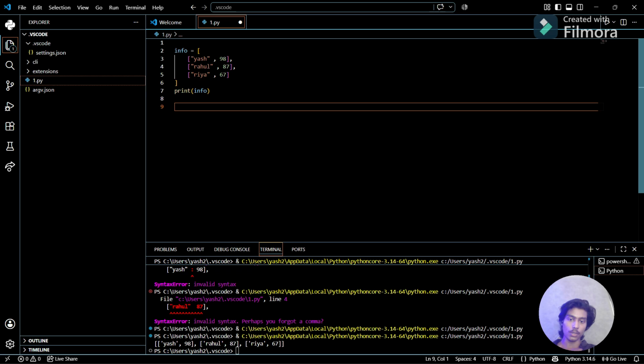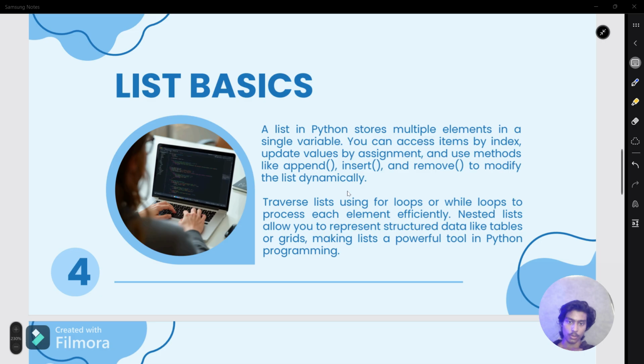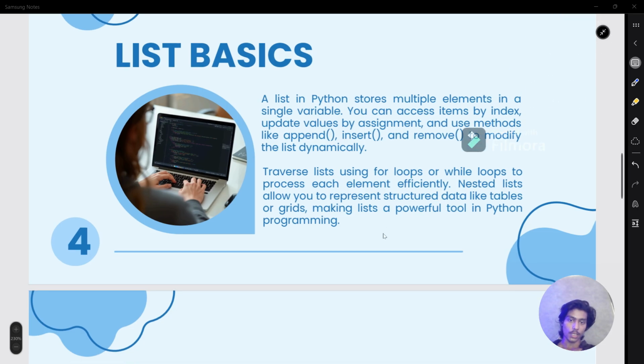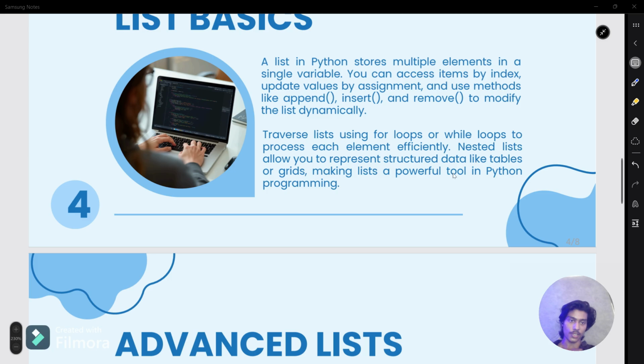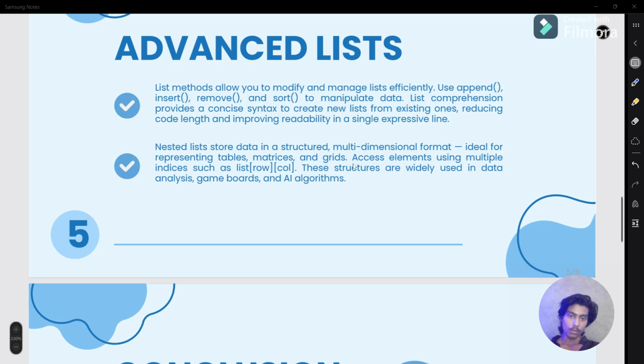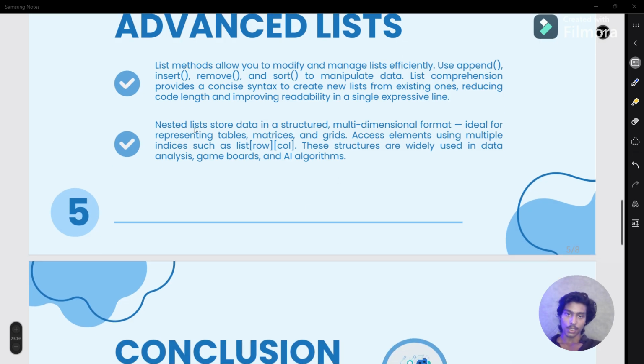Till now what I have told you, let me give you a clear conclusion of all that. Let's come to the PPT. So we have done lists: multiple elements, single variable. You can access items by indexing. We have done indexing. We have done append, insert, remove, and many more built-in functions. We have done traversing using for loops, and yes, we have done nested lists also. There are advanced methods like insert, remove, and sort, with the help of which we can manipulate the data, and we have done all of them. Nested lists are important, so we are done with nested lists also.